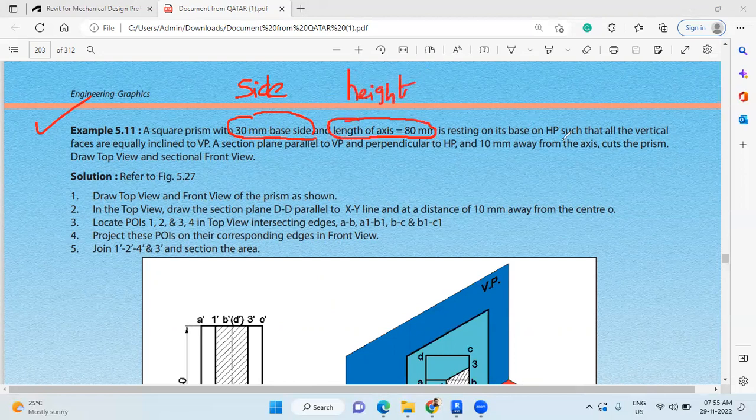Height 80 mm, is resting on its base on HP such that all the vertical faces are equally inclined to VP. Vertical faces equally inclined to VP. Then the section plane is parallel to VP and perpendicular to HP, and 10 millimeter away from the axis cuts the prism. Draw the top view and a sectional front view.